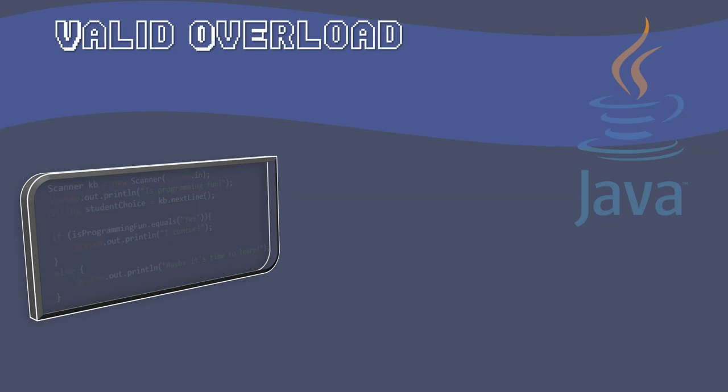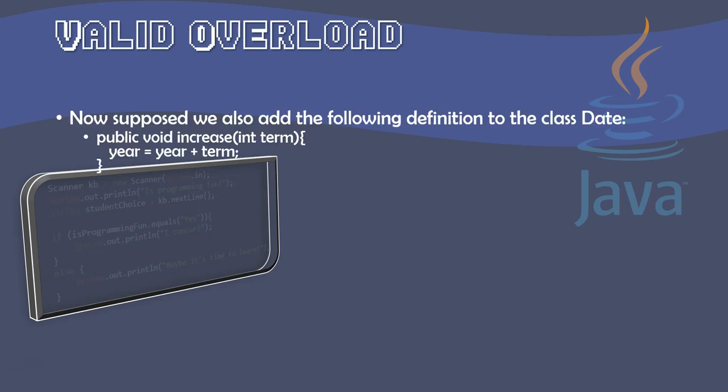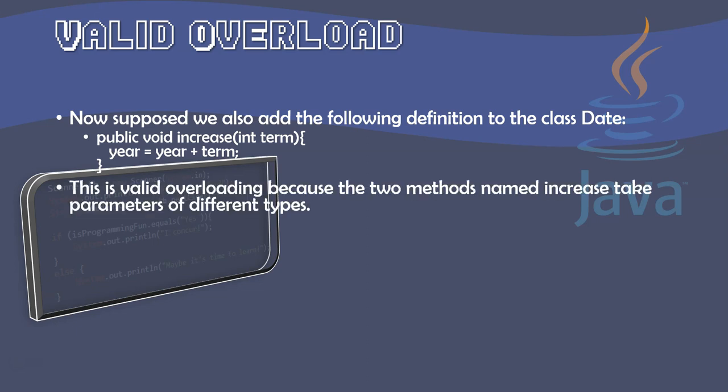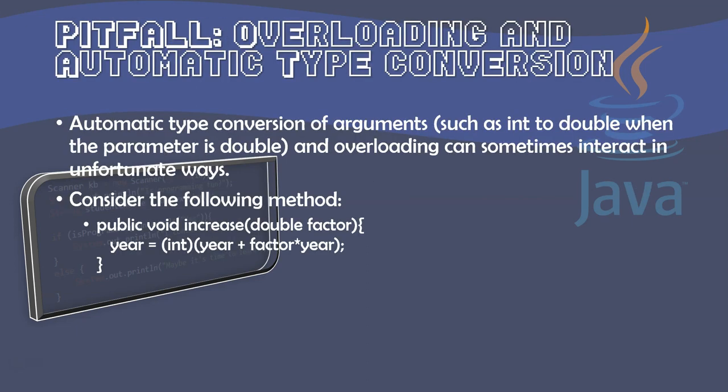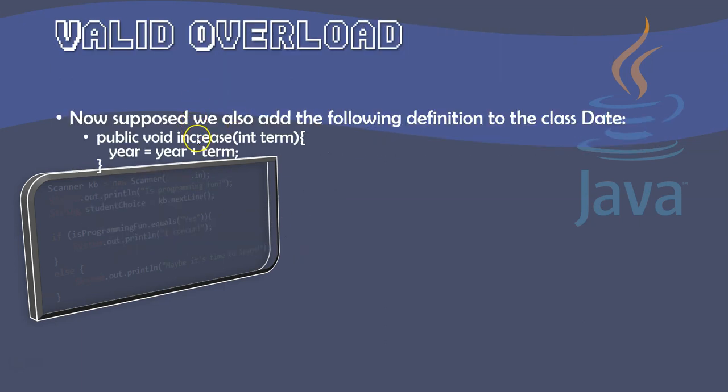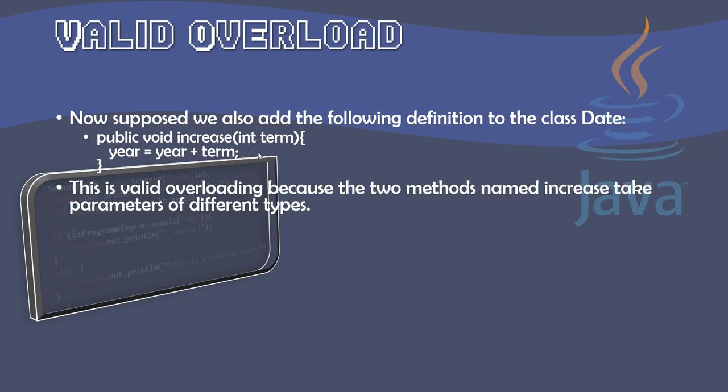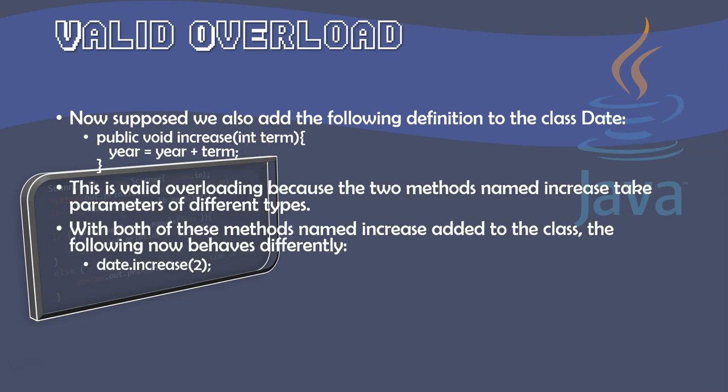What does this do? Well, let's look at this with a valid overload. Let's say we want to add the following definition into the class: public void increase, int term, year equals year plus term. This is what would be considered a valid overload because the two increase methods take parameters of different types. Let me zoom back real quick and look at this one. You notice here we have a double, so this would be increase double. So it's a different method signature. But then we look at this one, we have an increase int. So far, so good.